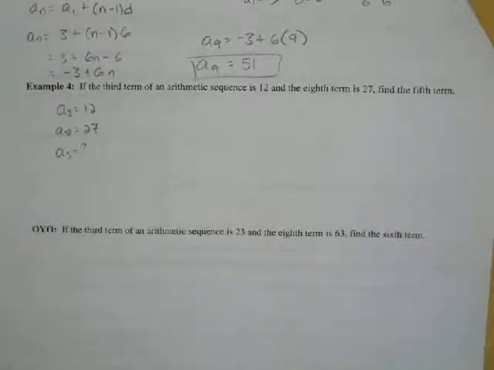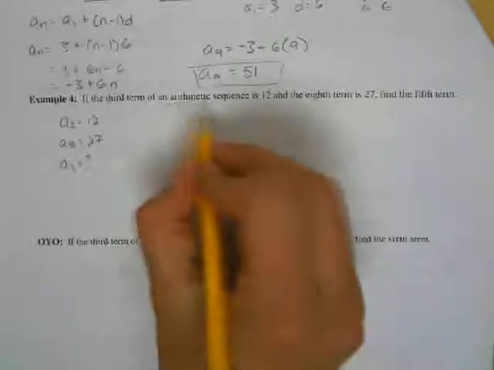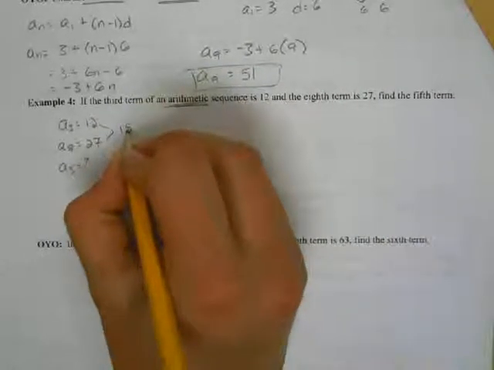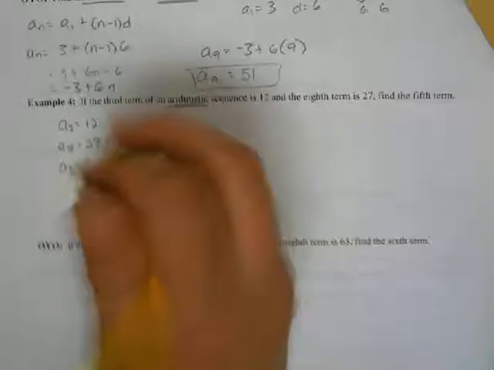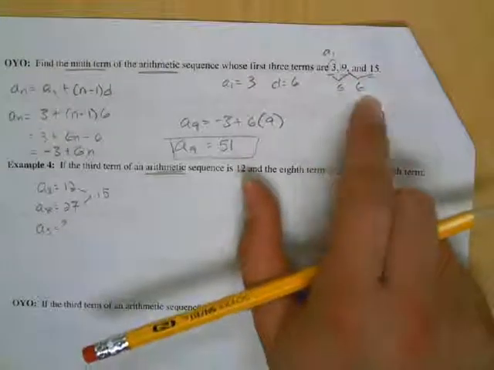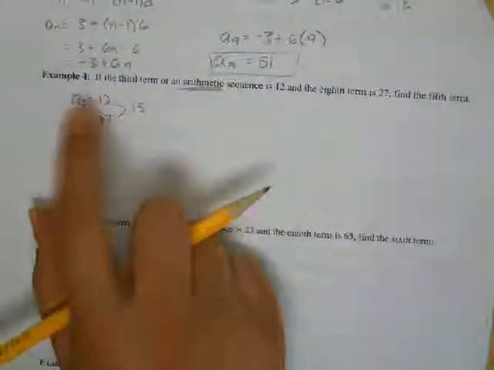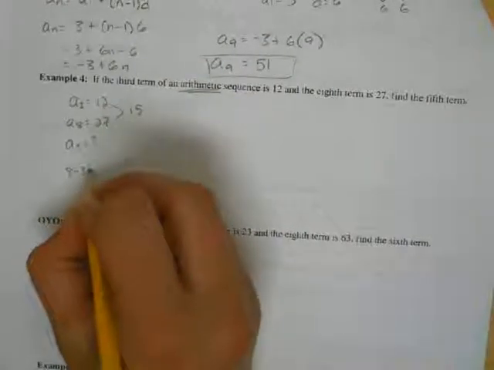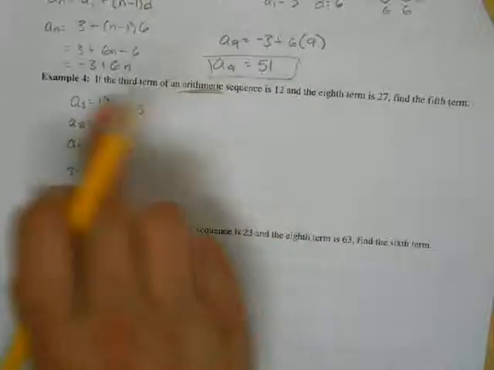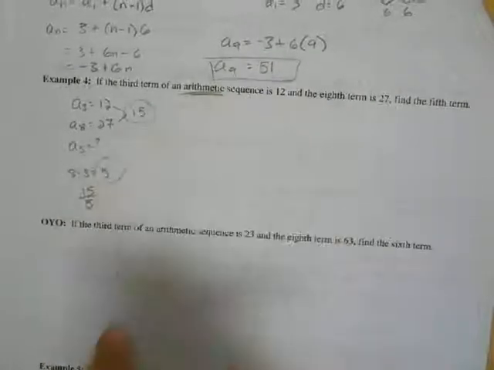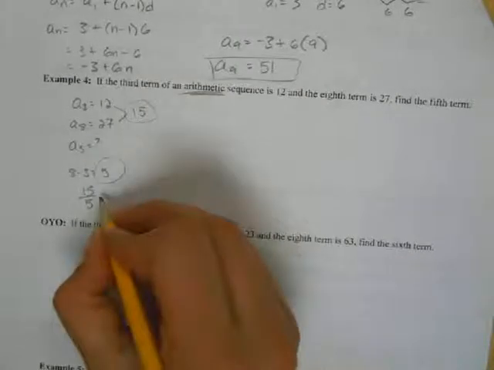Well, first I have to figure out what my common difference is. They told me it's arithmetic, so there is a common difference. So from 12 to 27 is 15. But that's not 15 from 3 to 4. From 1 to 2 I had a difference of 6, then from 2 to 3 I had a difference of 6. This is 15 from 3 to 8. So 8 minus 3 is going to be 5. So the difference of 15 spreads across 5 different numbers. So 15 over 5, this number over the distance here, is going to give me my common difference.